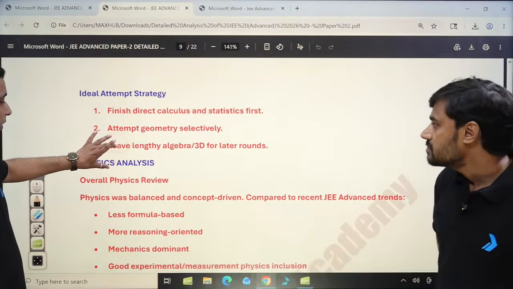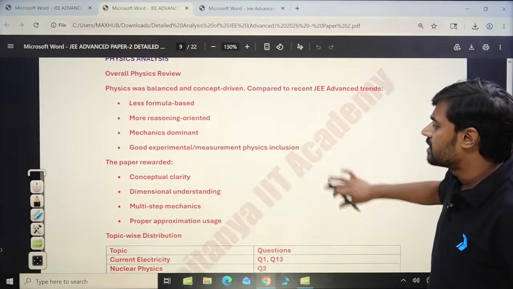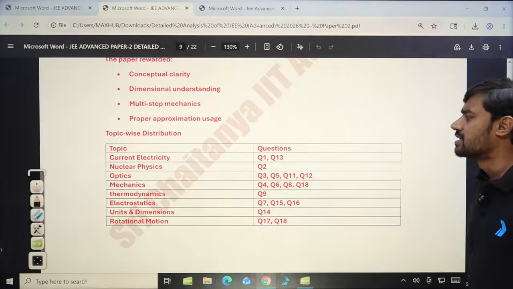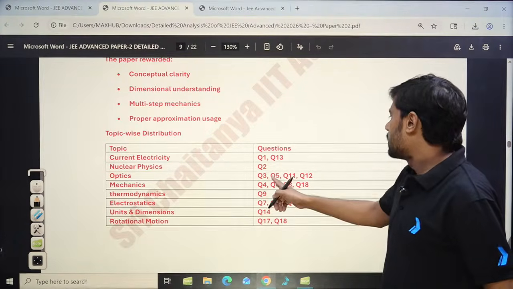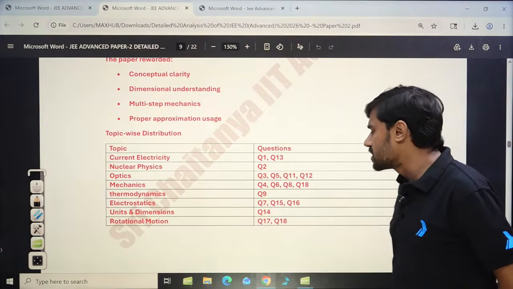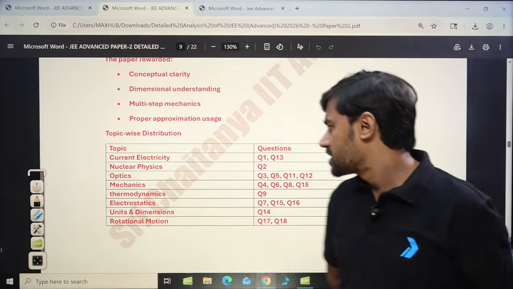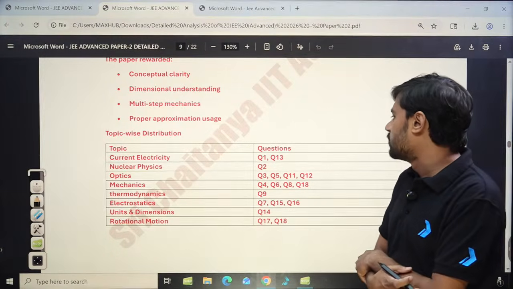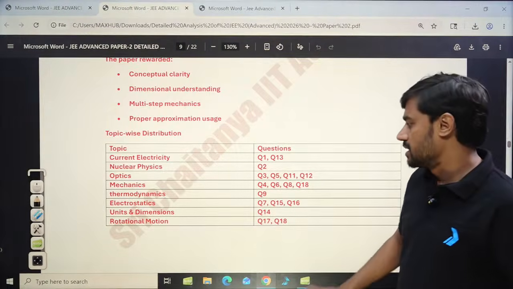Please discuss the physics. Physics questions were a little bit on the tougher side, right? Current electricity had 2 questions, 1 and 13. Nuclear physics had 2 questions, and there were 4 questions from optics: 3, 5, 11, and 12. In optics, 1 question was easy, but the remaining were moderate to tougher side. Thermodynamics contains 4 questions, electrostatics has 1 question, and unidimensional and rotational motion contain 2 questions in paper 2 also, right?